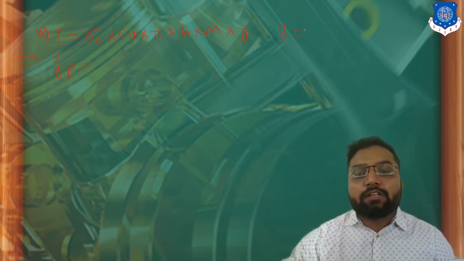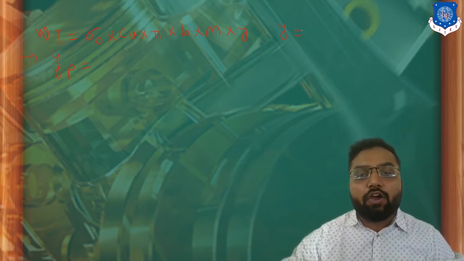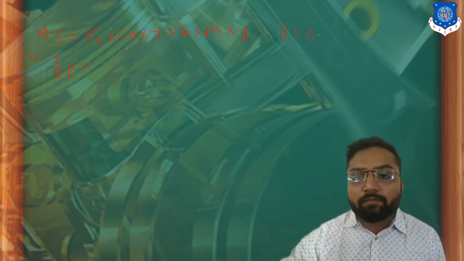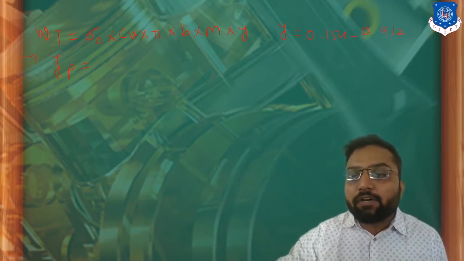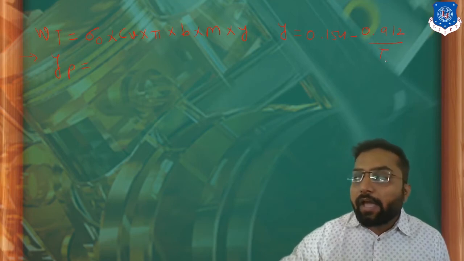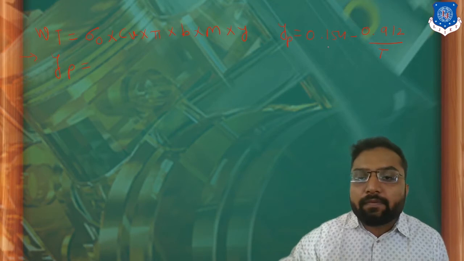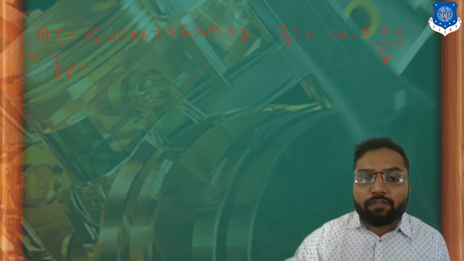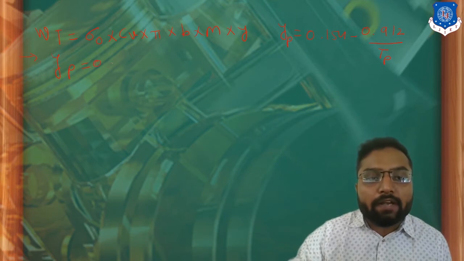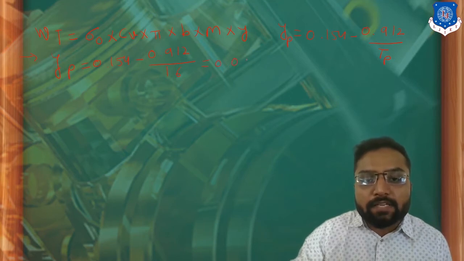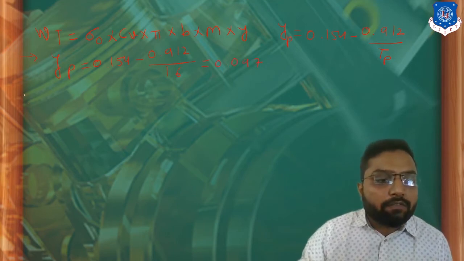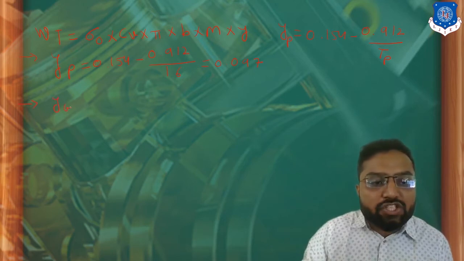For this 20 degree stub gear angle, we have the value of Y as 0.154 minus 0.912 divided by T. In the case of YP, it is TP. So 0.154 minus 0.912 divided by 60. This value is going to be 0.097.